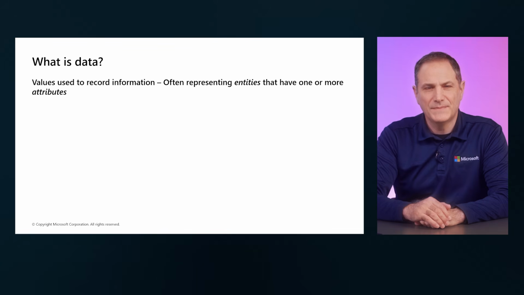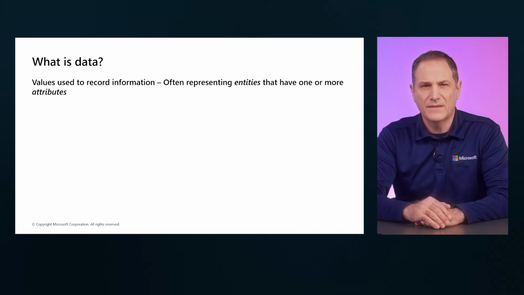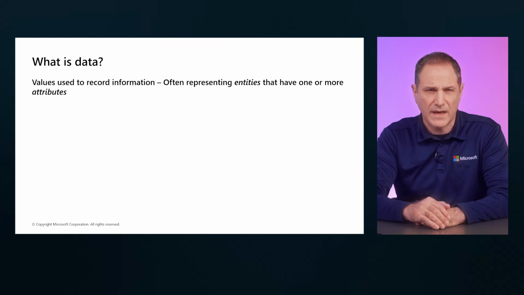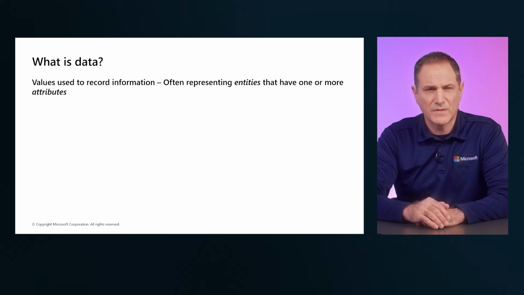What is data? Data is a collection of facts, numbers, descriptions, and observations used to record information. We usually organize data around entities that matter to the organization, like customers, products, orders. Each entity has attributes, such as the customer's name, address, phone number. Data is central to everything an organization does. Organizations collect data, process it, and use it to produce outcomes.